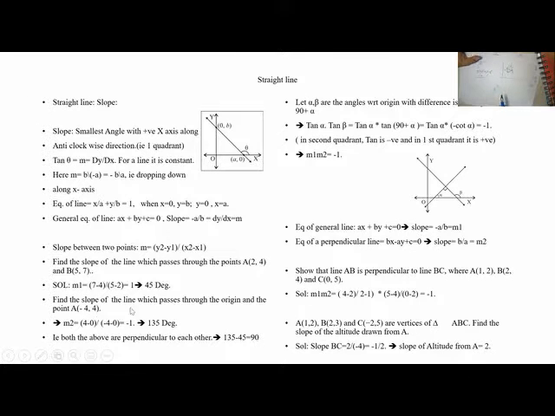Okay. Now find the slope of the line which passes through the origin and the point minus 4, 4. So y2 minus y1 is 4, x2 minus x1 is minus 4. So that is minus 1. Plus 1 is different, minus 1 is different. Let us see these two examples. The first points are 2, 4 and 5, 7. The second points are minus 4, 4 and 0, 0. Let us see.